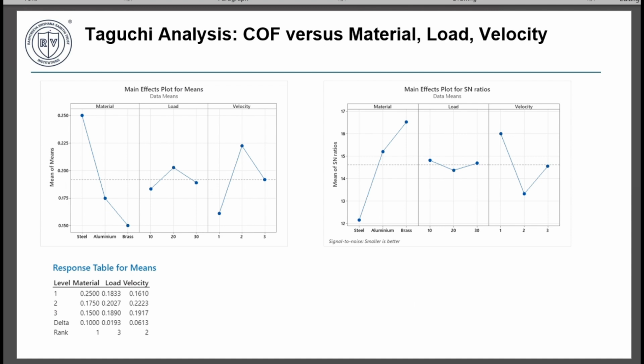Now let's come to Taguchi analysis of coefficient of friction versus material, load and velocity. Here are the two main effect plots for means and for signal to noise ratio, and the response table for the same is given below. All this has been imported from Minitab.